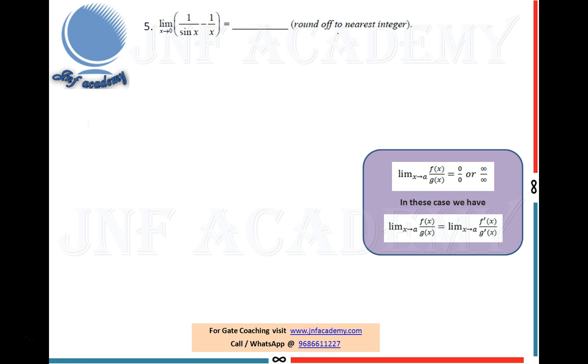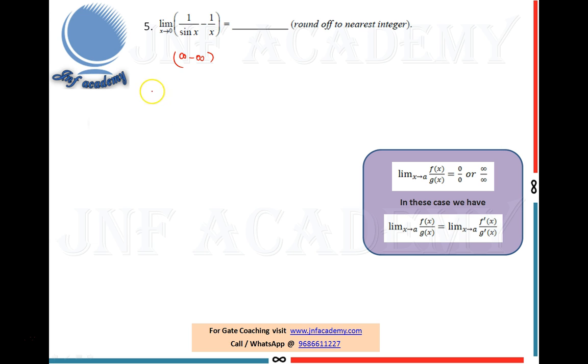Okay. First, I substitute the limit x tends to 0. I got 1 by 0 minus 1 by 0, which is infinity minus infinity form. So, you have to change this form into 0 by 0 form.